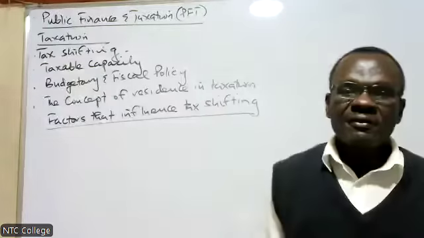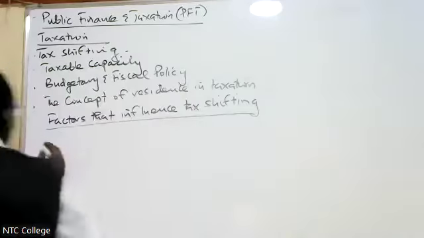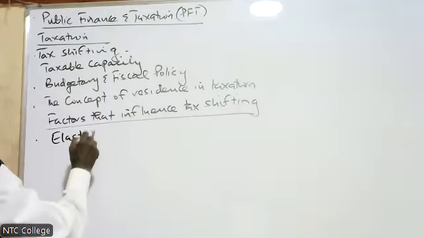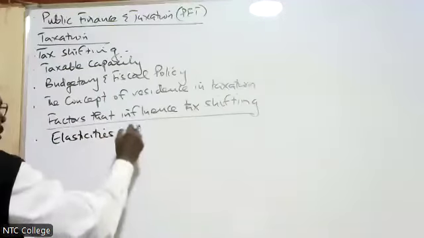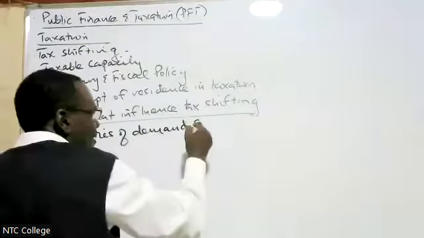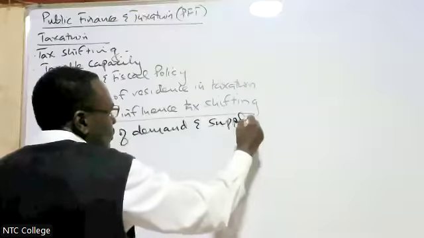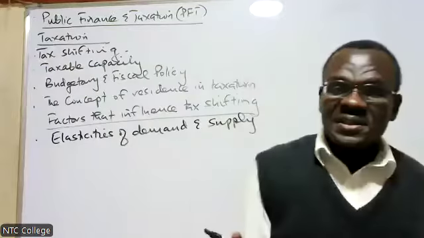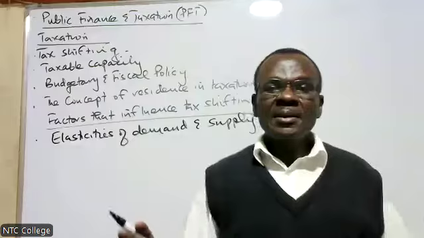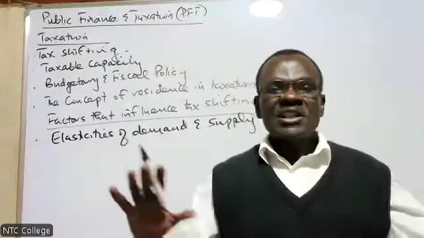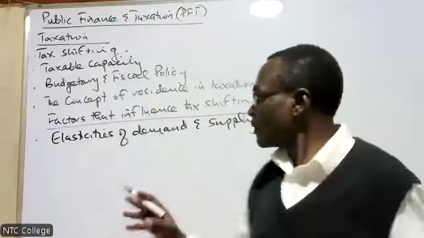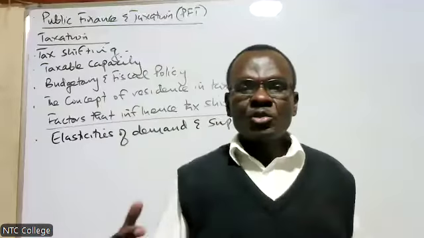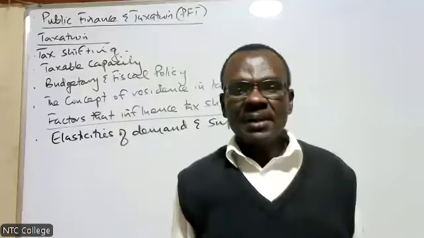Then you'll give this factor. So the first factor I want to explain, and I think I've already mentioned that in the previous class, is called elasticities of demand and supply. This is the first factor. So elasticity from the economics is simply the responsiveness of demand. If you start with the elasticity of demand, the responsiveness of demand to changes in price.